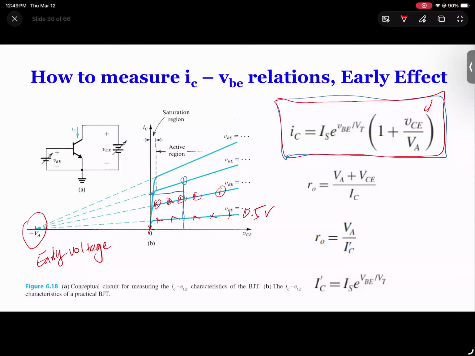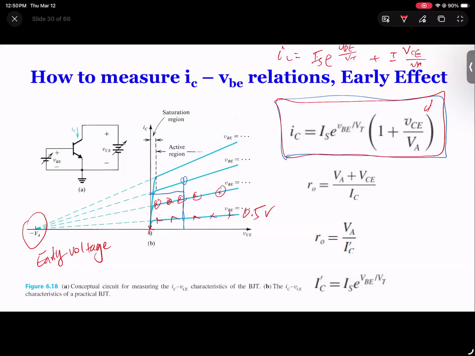You see, the first term is the equation that we've been using all the time so far. But the second term is due to the VA, which makes the current not flat anymore. So that's where you get that one. So if we turn that equation above, you can say this equation will become IC equal to IS times e to the power VBE divided by VT, and then plus IS VCE over VA.